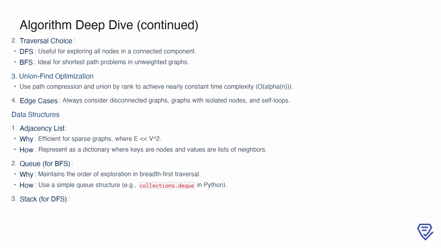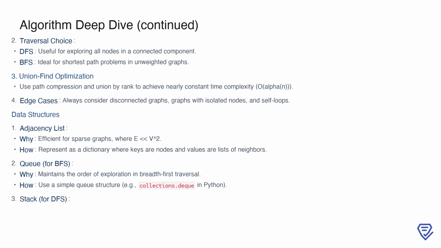Choosing the right traversal method is critical. Depth-first search, DFS, is ideal for exploring all nodes within a connected component, while breadth-first search, BFS, is better suited for shortest path problems in unweighted graphs. Both methods are fundamental tools in graph algorithms. For problems involving connected components, union find is a powerful technique. To optimize union find, we use path compression and union by rank, which bring the time complexity down to nearly constant time, specifically O(alpha(n)), where alpha is the inverse Ackermann function.